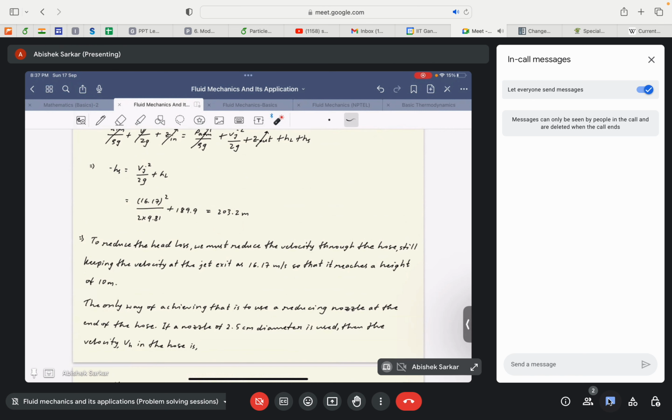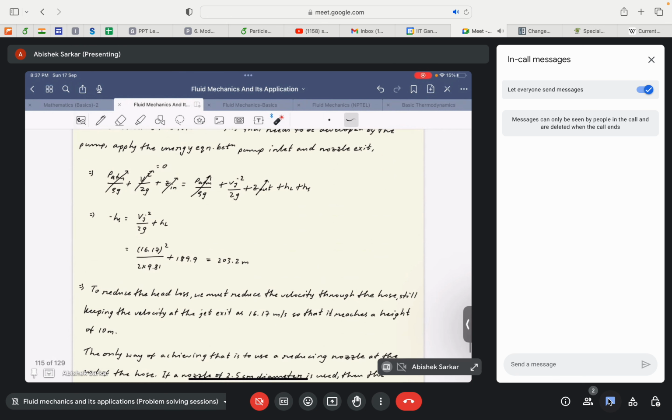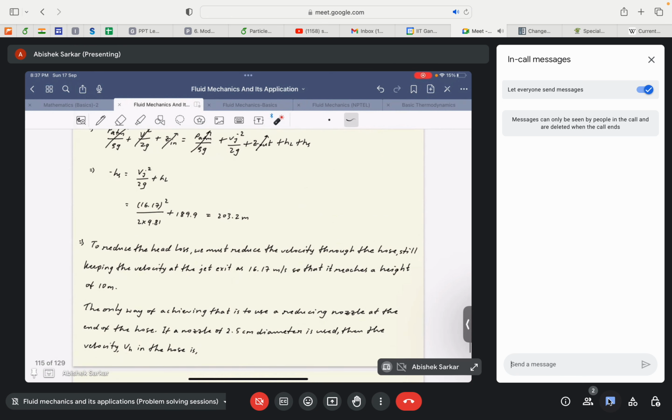So it seems contradictory, right? We are supplying an additional head of 203.2 meters so that we can pump this liquid to a height of 10 meters. It seems quite unsatisfactory, I must say. We can clearly see that this additional head was there because the velocity in the pipe was too high.